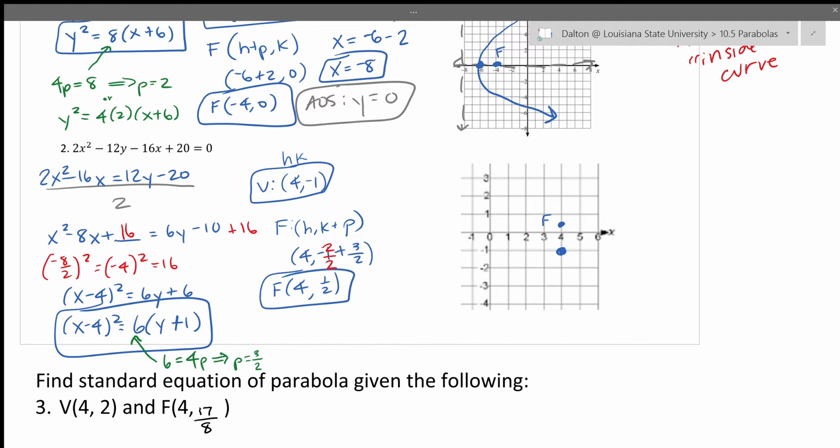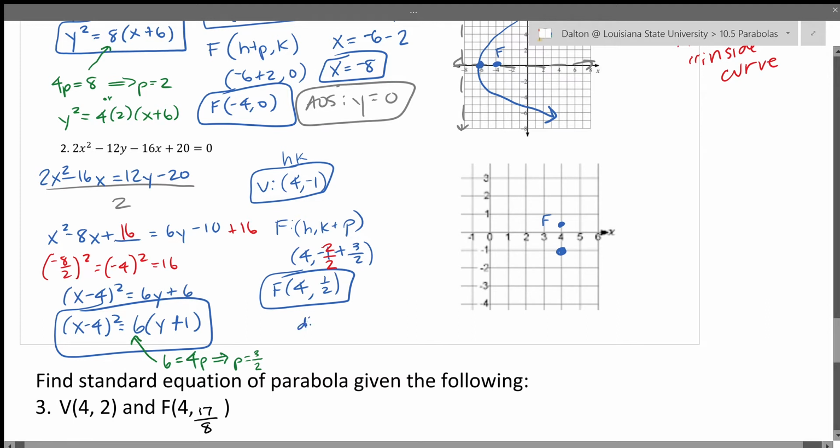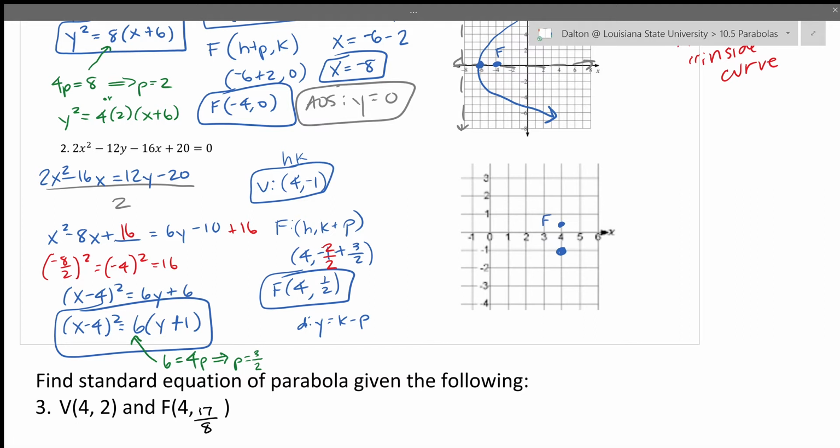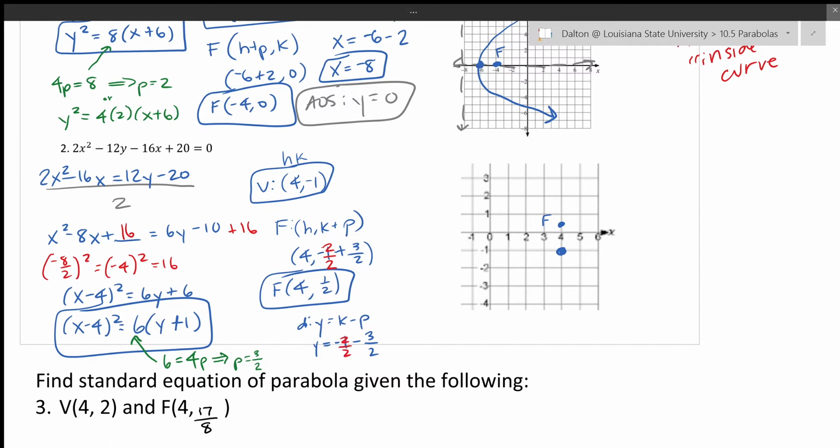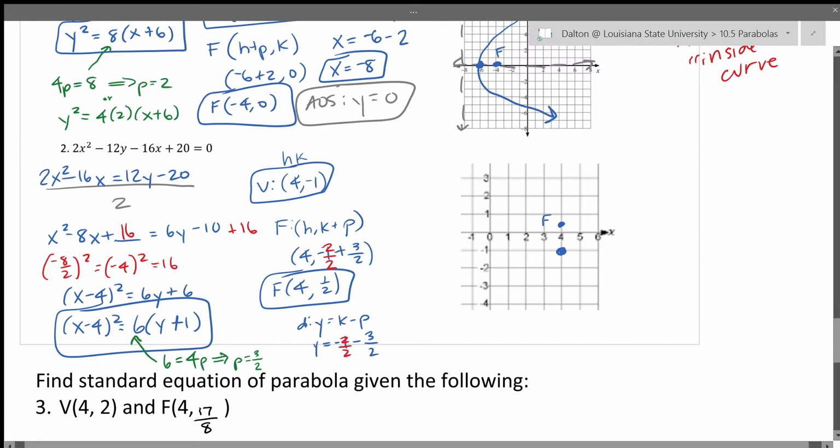Next is our directrix line. The directrix line is going to be found by the equation y equals k minus p. Well, again, we know what k is, so it's going to be y equals k, which is negative 1, minus p, which is 3 halves. Well, again, we need a common denominator, so if I multiply negative 1 by 2 over 2, I get negative 2 over 2 minus 3 halves, which will be y equals negative 5 halves.